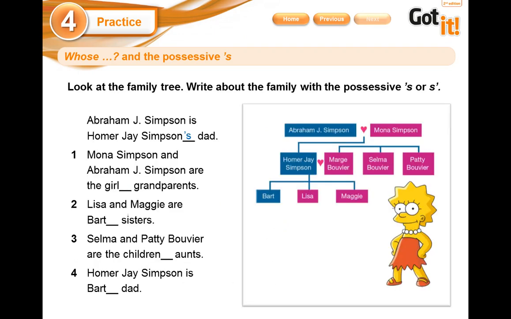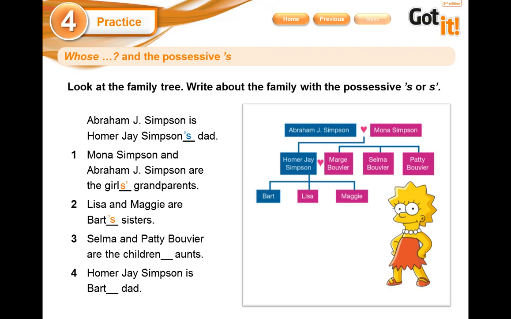So this is good, considering talk about family members, right? Mona Simpson and Bran Simpsons are the grandparents. So in this case, we're talking about Lisa, no? True. The girl's grandparents. Yes. Because they are talking about, as you can see, Lisa and Maggie. That's why here says girls in plural.